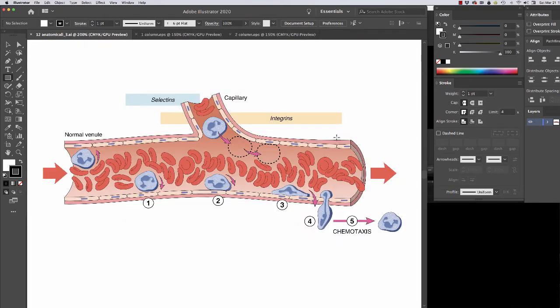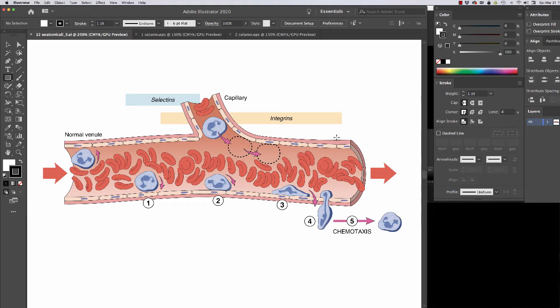And finally, one last example showing a process that's superimposed over an anatomic structure. This is a very common illustration that a lot of people have done, showing the process of diapedesis and chemotaxis of neutrophils. So you have some kind of injury or an infection that leads to inflammation. This results in the release of inflammatory mediators into the bloodstream.